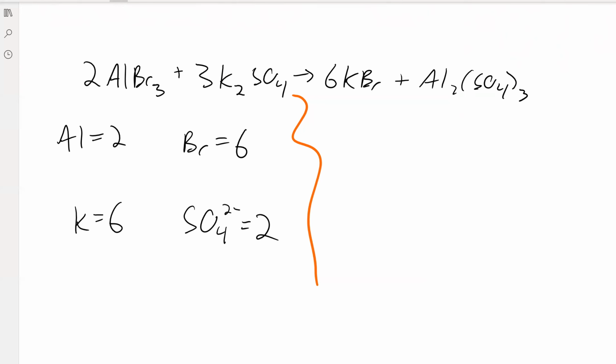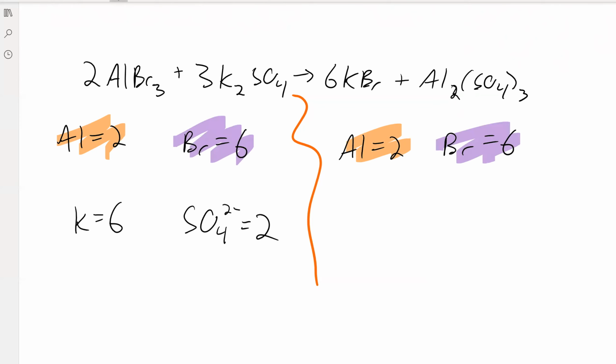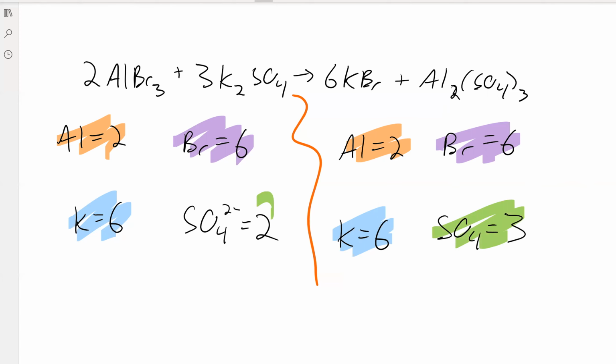On the right side, I start off with aluminum, so we're doing the same thing. We have an Al2, so that's 2 aluminum, so that checks out. For the bromine, we've got 6 of them from the 6 KBrs, so that checks out. For the potassium, we've got 6, again, from that KBr, so that checks out. And then the sulfate, I have 3 of them, which doesn't quite check out, but if you'll notice, I made an error on the left side. This 2 should actually be a 3.